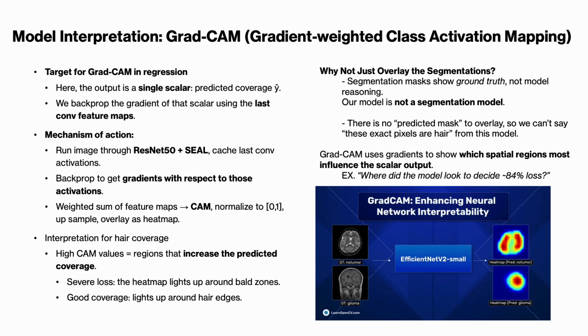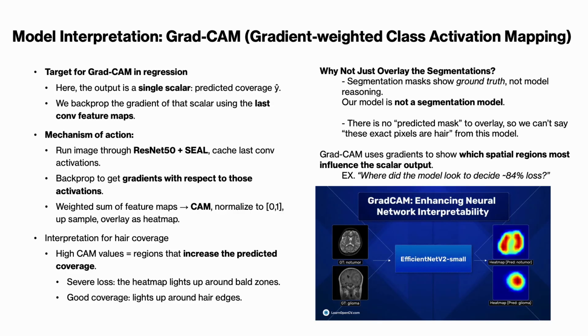Now I want to explain how we know the model is looking at the right things, rather than learning spurious correlations from backgrounds or lighting. We use Grad-CAM, gradient-weighted class activation mapping. Here's how it works for regression.